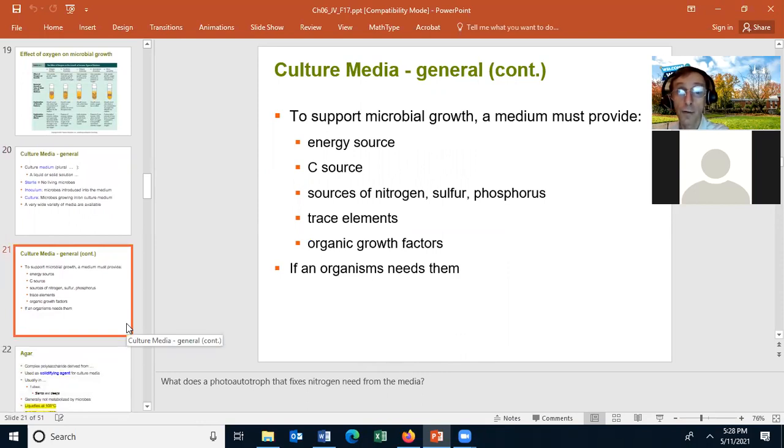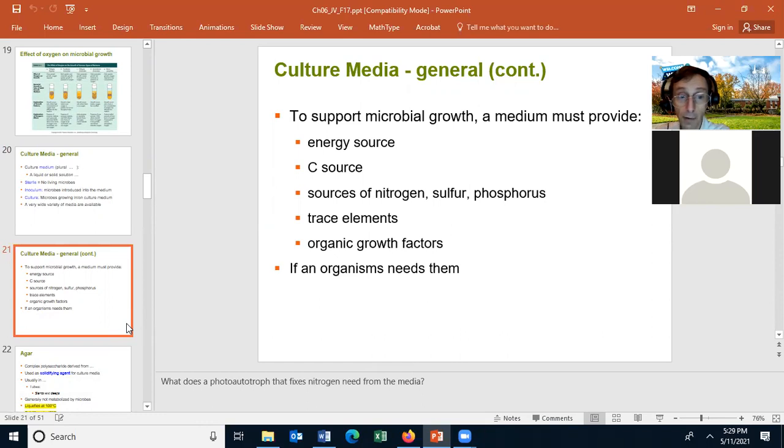The media should have everything that the microbe needs to grow. So the medium must provide an energy source, a carbon source, and sources of nitrogen, sulfur, and phosphorus. The medium should supply trace elements, and if the organism requires it, organic growth factors. Now obviously the medium only needs to provide these if the organism needs them.